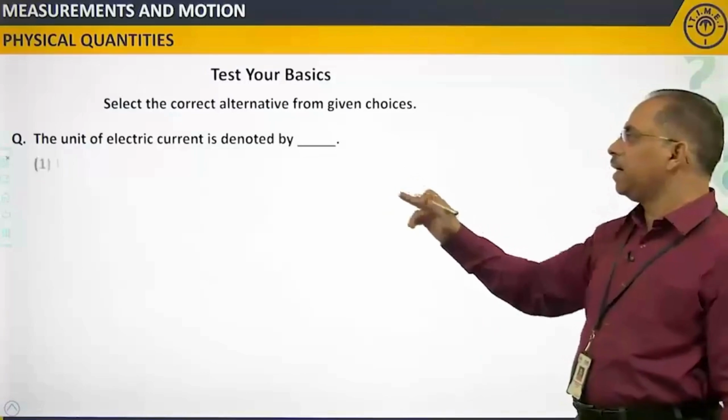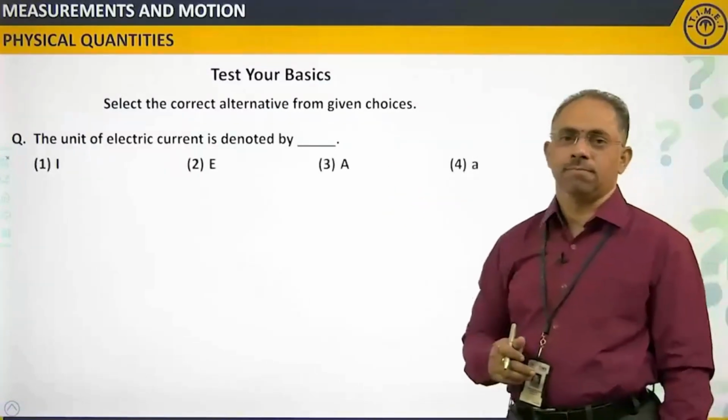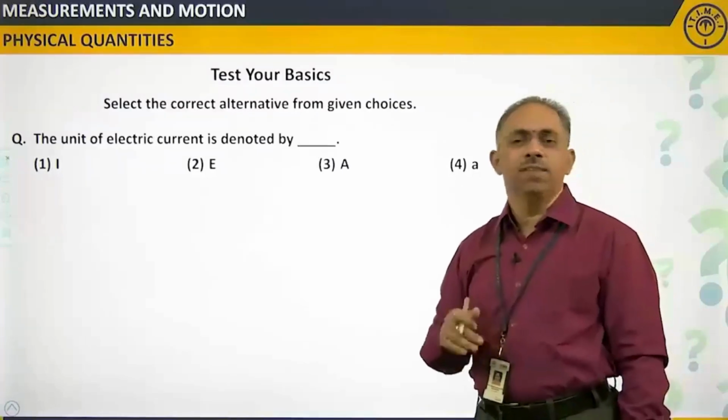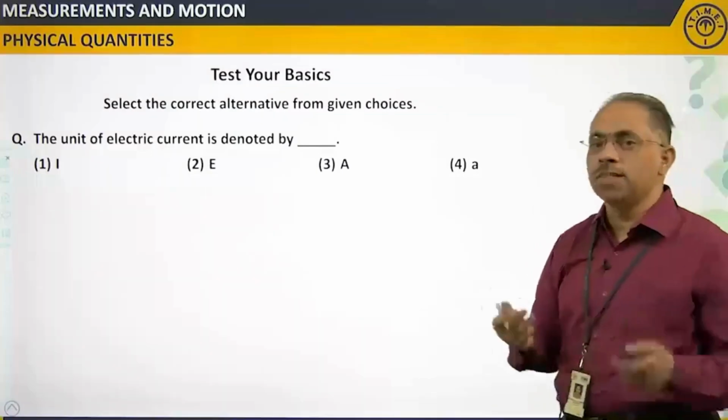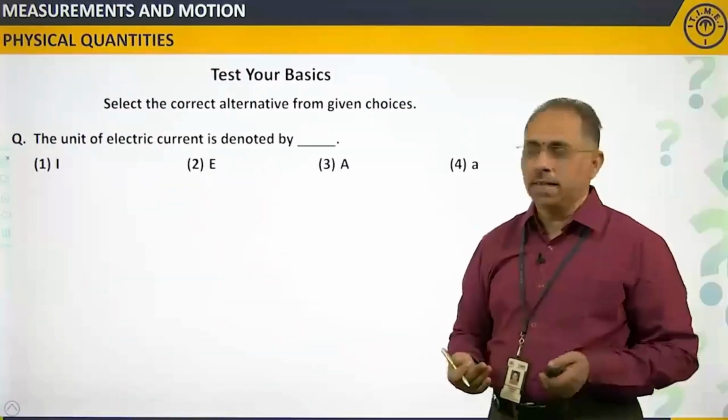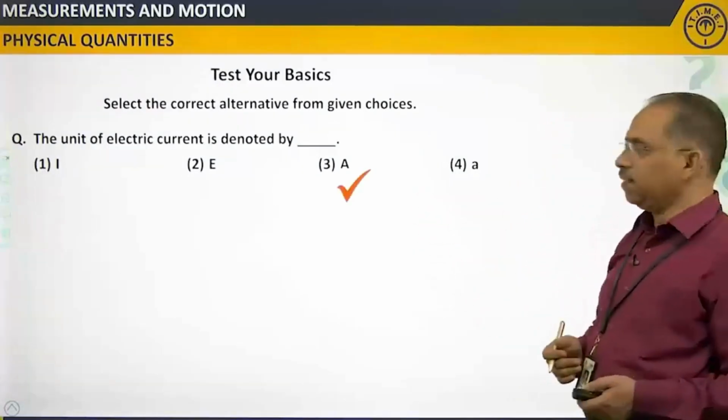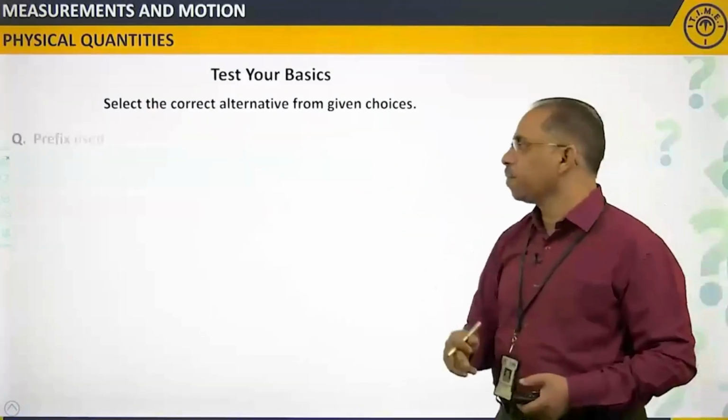The unit of electric current is denoted by dash. What is the unit of electric current? Yes, it's ampere. And what is the symbol for ampere? It's A. Clear? So, let us go to the next question.